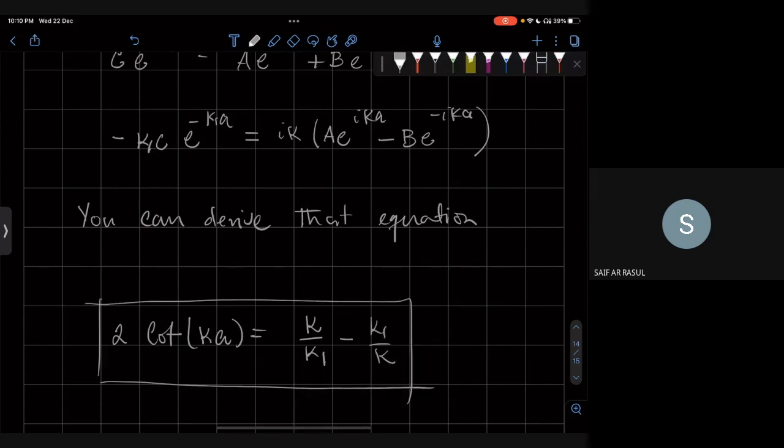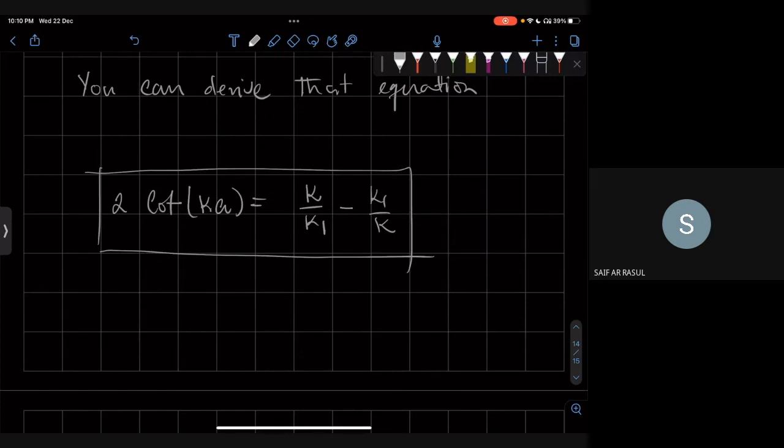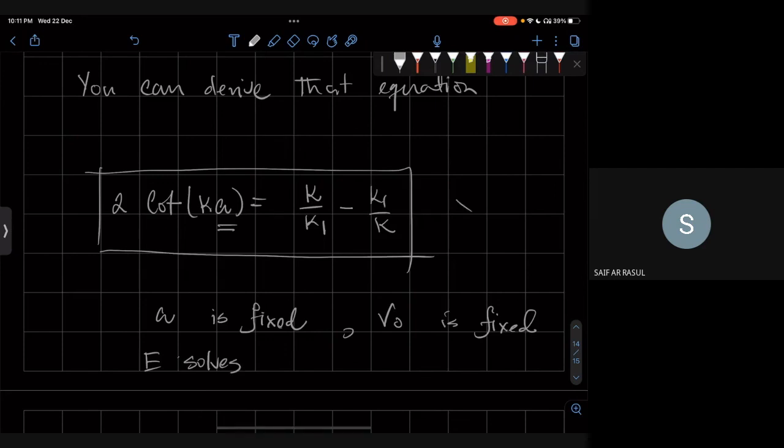So, K and K1, if I give you a potential well, you have A fixed, right? A is fixed. And V0 is fixed, right? So this guy is fixed. And so the only thing that is not fixed is E. E solves this equation. Or the solution of this equation gives you E. Okay, so that's basically if we can solve this.